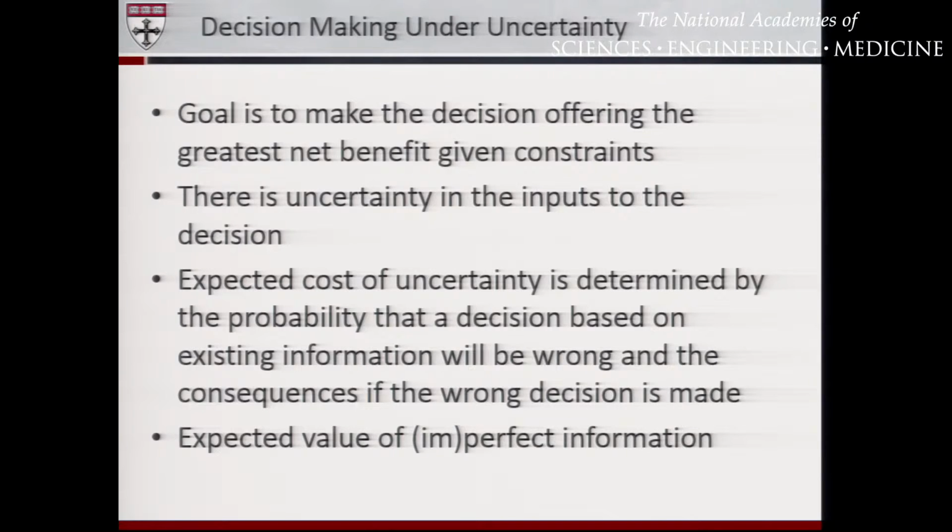In any decision, no matter what it is, there will be uncertainty in those inputs to the decision. And what this technique does is calculate the expected cost of that uncertainty, which is determined by the probability that the decision, given what you know right now today, will actually be wrong, as well as the consequences of that wrong decision. And when you put that all together, you get an expected value of perfect information.